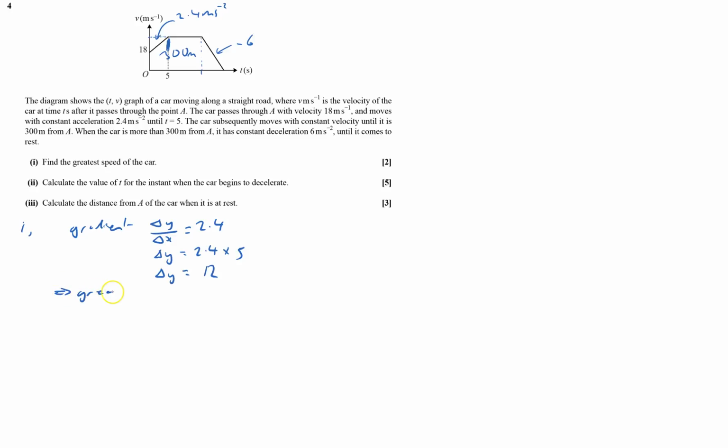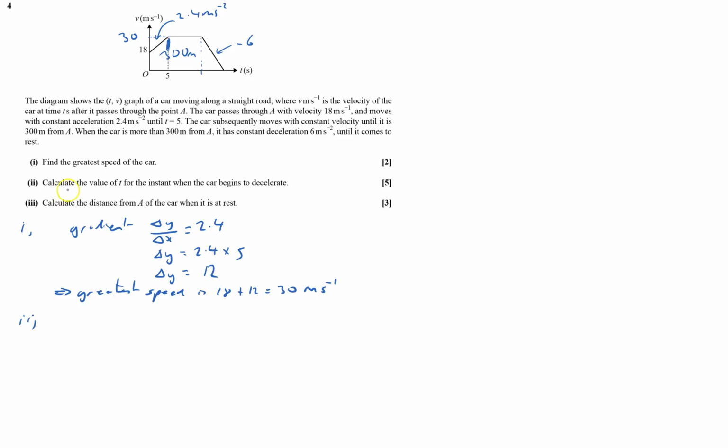Therefore, greatest velocity or greatest speed is 18 plus 12, which equals 30 meters per second. I'm going to put it on my diagram because I like keeping my diagram up to date.